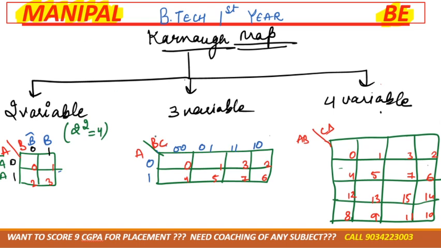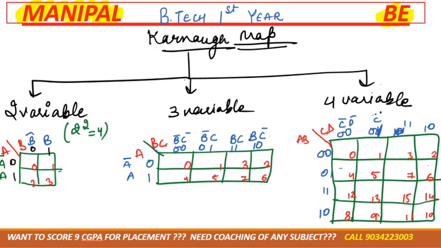So in this case you can write it out as B bar C bar, similarly B bar C, similarly B C, and B C bar. And here A is 0, so A bar, and A. Now do it for this one. Same 00, 01, 11, 10, and labelled C bar D bar, C bar D, C D, C D bar, with A bar B bar, A bar B, A B, A B bar. Got it?